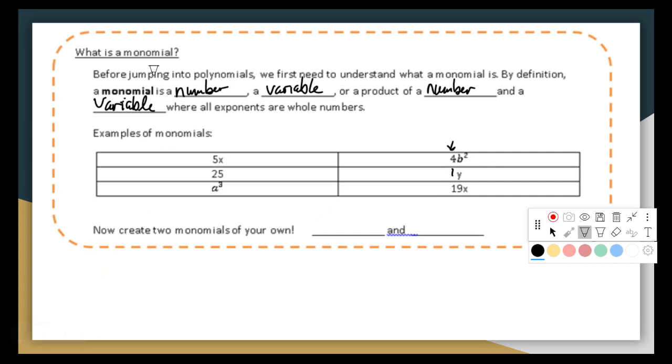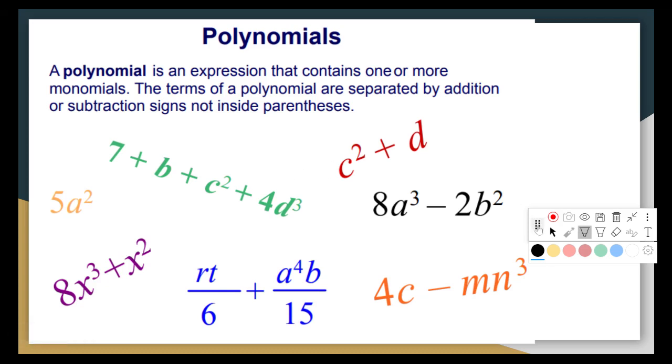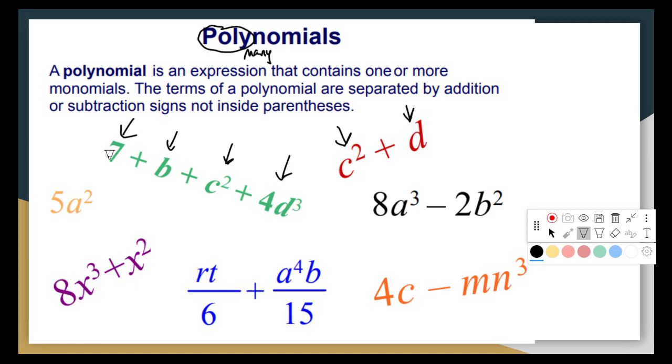Now you can create two monomials of your own, anything that you want. If we know what a monomial is, mono is the prefix meaning one. So you can see we have one term of each. If I put them together, I get a polynomial. Poly is the prefix that means many. So a polynomial is many monomials that are added or subtracted. For example, c to the second plus d, that's a monomial, that's a monomial. When I add them together, it makes a polynomial. Here's a monomial 7, there's a monomial b, there's a monomial c squared, there's a monomial 4d to the third. If I add them all, it makes a polynomial. Many monomials added or subtracted.